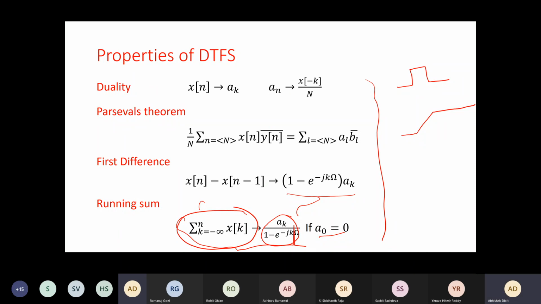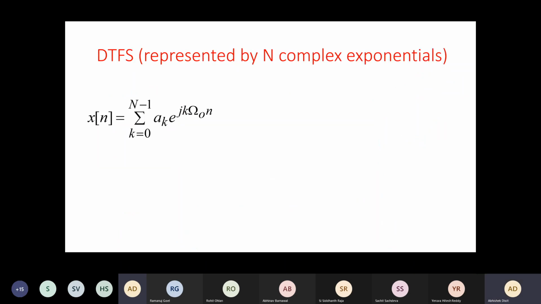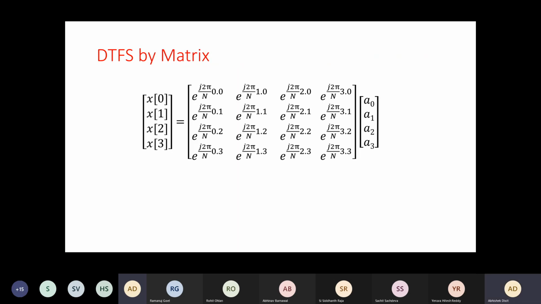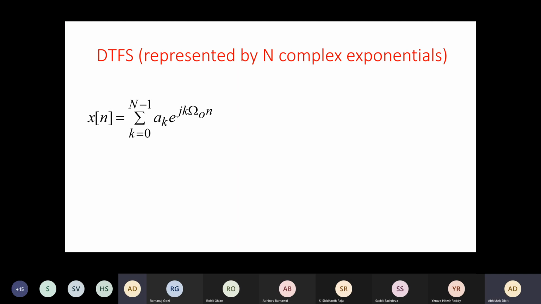Okay, so look at these properties now. Let us do something different for DTFS. When I look at this expression, what do you think? It simply means that we can use a matrix to solve this expression, right? Because everything is finite on both sides. x[n] is finite, the A_k are finite. So I can use a matrix.